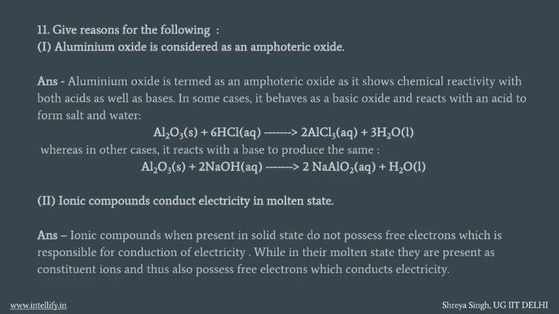Second part of the question says ionic compounds conduct electricity in molten state. So this is because ionic compounds when present in solid state do not have free electrons. They are bound to the lattice structure, and that is why there is no conduction of electricity. But when they are present in molten state, they are present as constituent ions, and thus they also possess free electrons, which is responsible for the conduction of electricity.